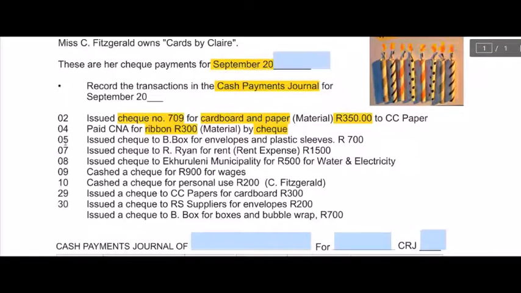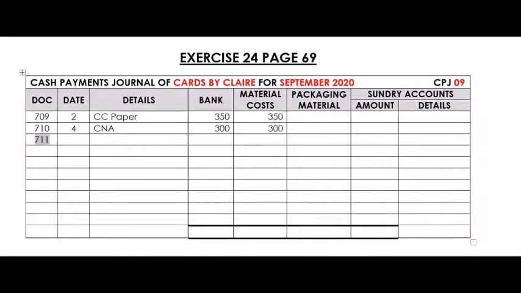The next transaction took place on the 5th. It said issued a check to B Box for envelopes and plastic sleeves. Now this will be the packaging. It's part of your product, but you can remove it and still have a full product. That's why it's not material costs. It's around the card, so it's seen as packaging materials. 700 Rand. So if we record it, it will be check number 711 on the 5th. B Box is the company we're buying from. The value goes to bank and to packaging material. Nowhere else. Don't write it in material costs as well.